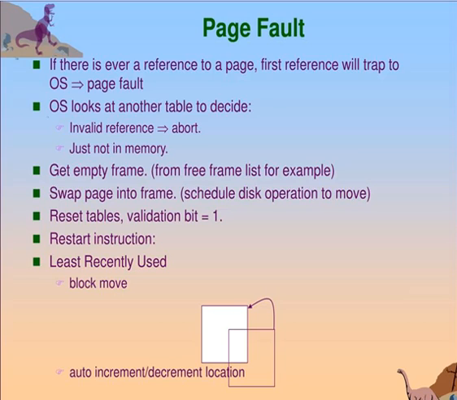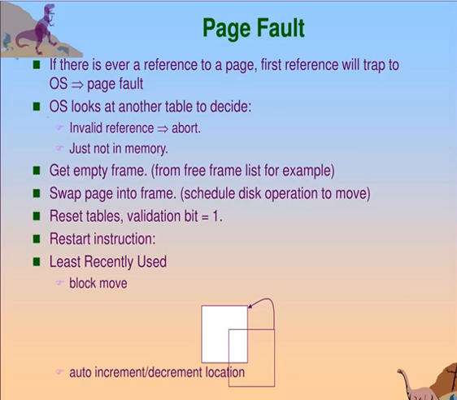The paging hardware, in translating the address through the page table, will notice that the invalid bit is set, causing a trap to the operating system. This trap is the result of the operating system's failure to bring the desired page into memory, rather than an invalid address error as a result of an attempt to use an illegal memory address. The procedure for handling this page fault is straightforward. There are some steps.